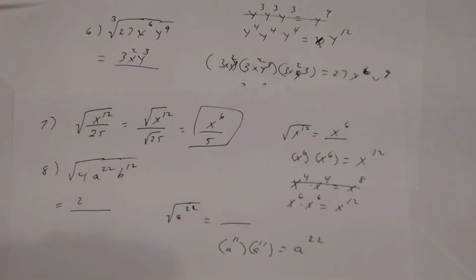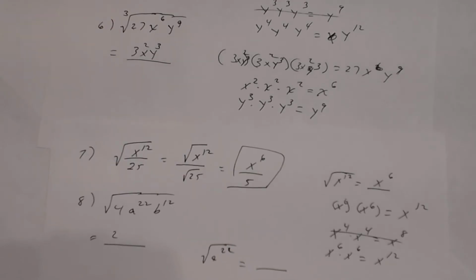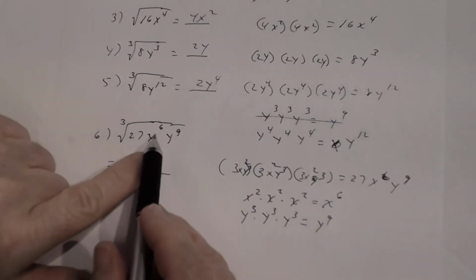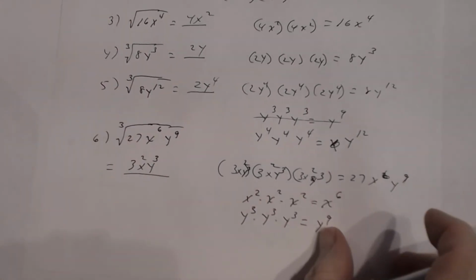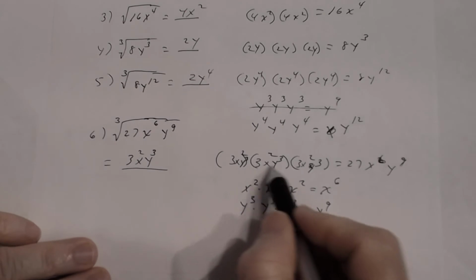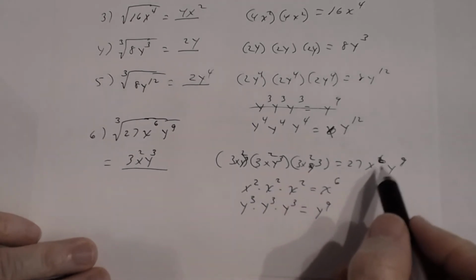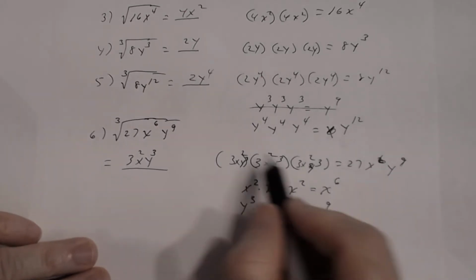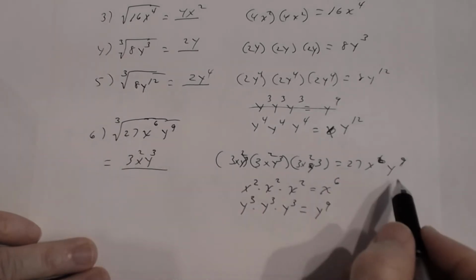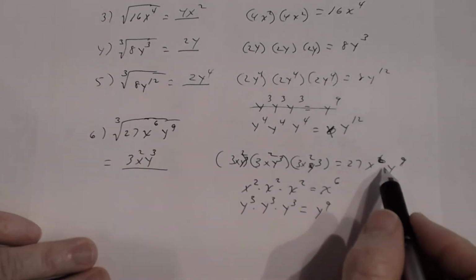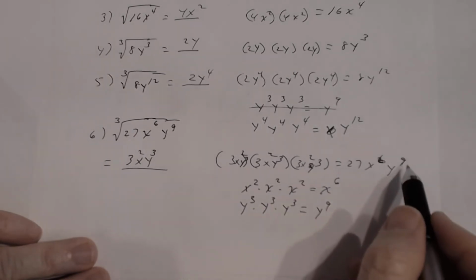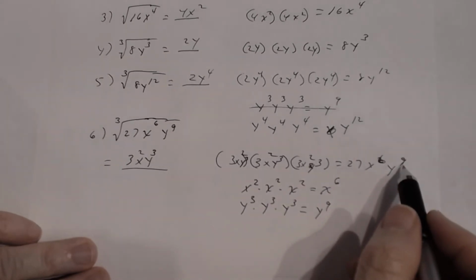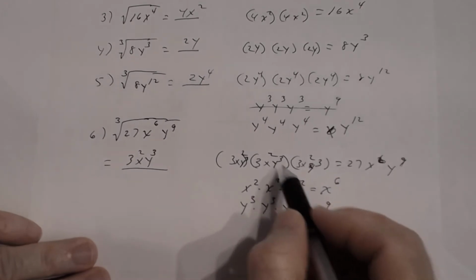Over here, let's go to number 6. So you see where I wanted three expressions to multiply together and give me x to the 6th. Well, remember, this time it's a cube root. So what's 6 divided by 3? 6 divided by 3 is 2. X squared times x squared times x squared. 9 divided by 3 is 3. Y cubed, y cubed, y cubed.